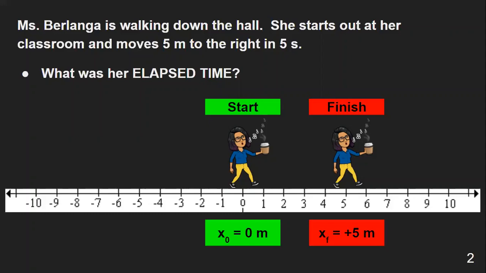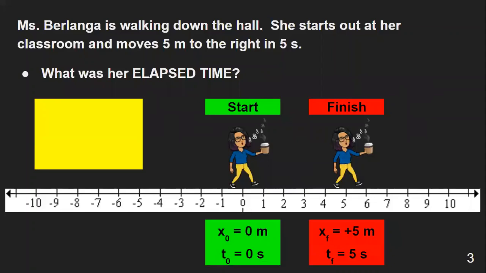All right, so you should have paused the video. You should have attempted to figure out what that elapsed time was. And so what we're going to do is assign an initial and final time here. Generally speaking, we are going to use t naught equals 0.